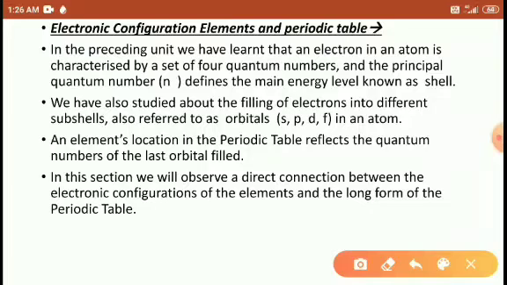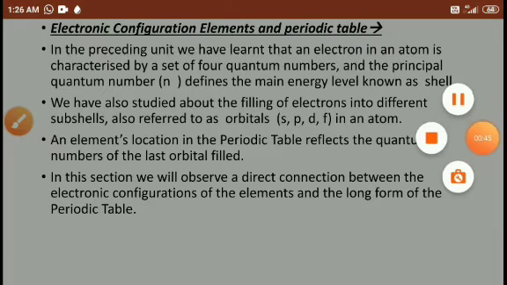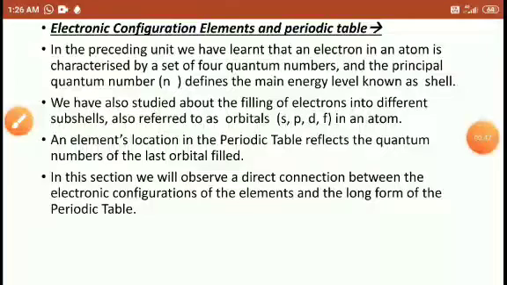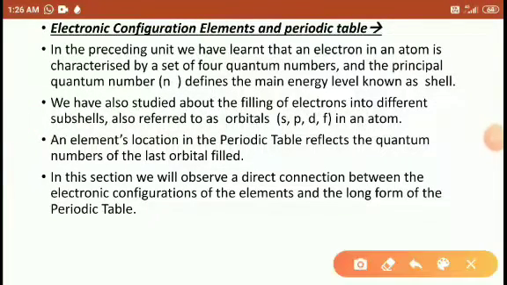We know that in every atom the subatomic particles are the electron, proton and neutron, right? So electrons are shifted in a systematic, well organized arrangement, and that is what we call the electronic configuration, right students?